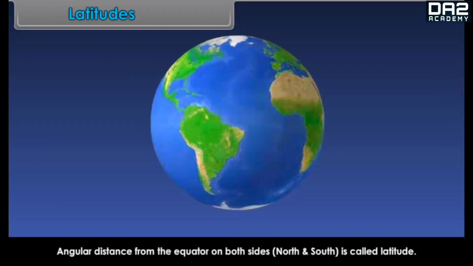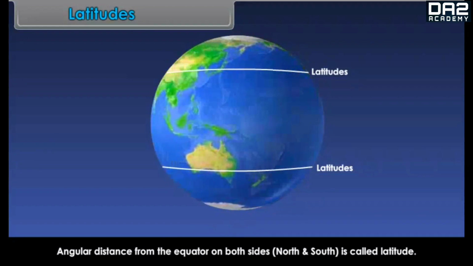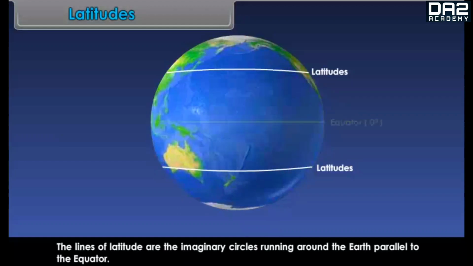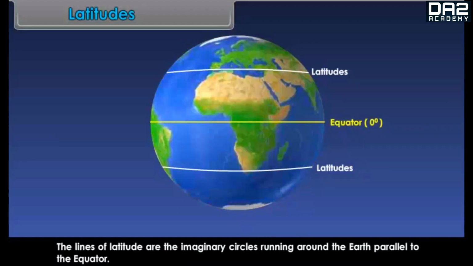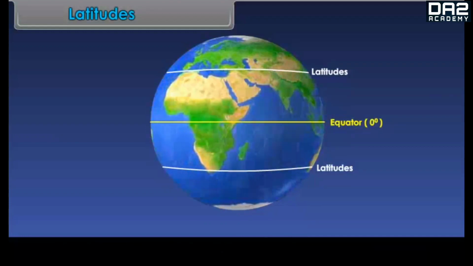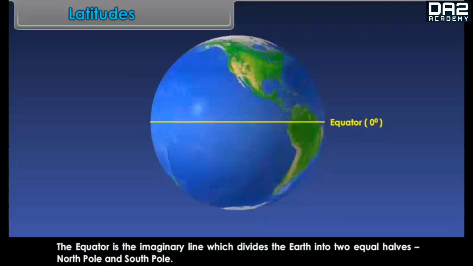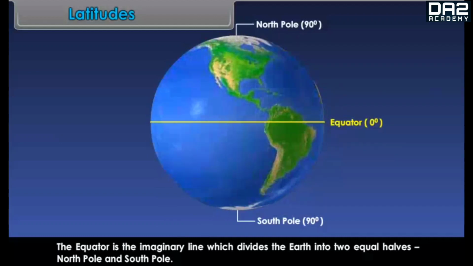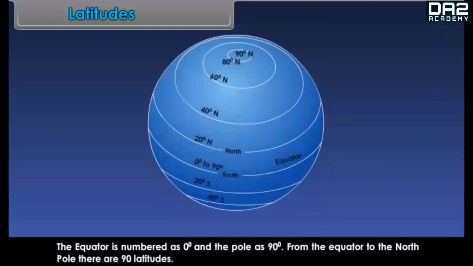Latitudes. Angular distance from the equator on both sides, north and south, is called latitude. The lines of latitude are the imaginary circles running around the earth parallel to the equator. The equator is the imaginary line which divides the earth into two equal halves. The equator is numbered as 0 degrees and the pole as 90 degrees. From the equator to the North Pole, there are 90 latitudes.